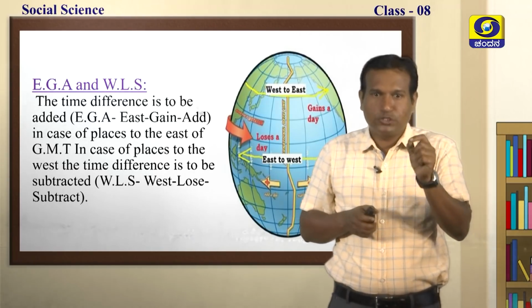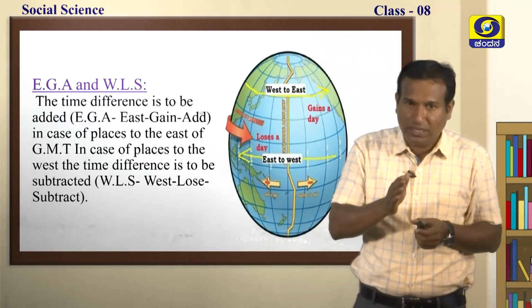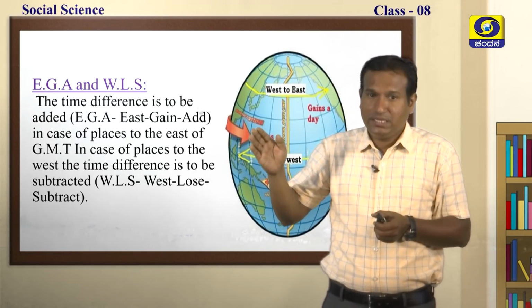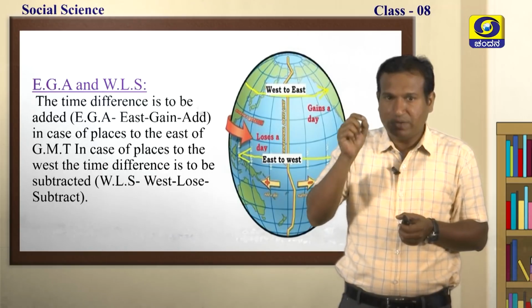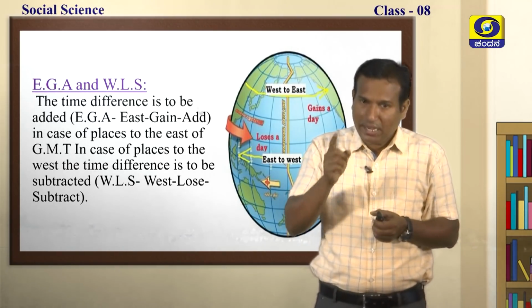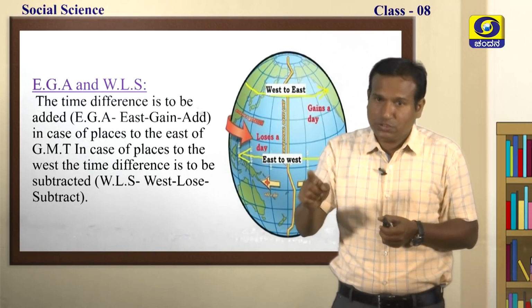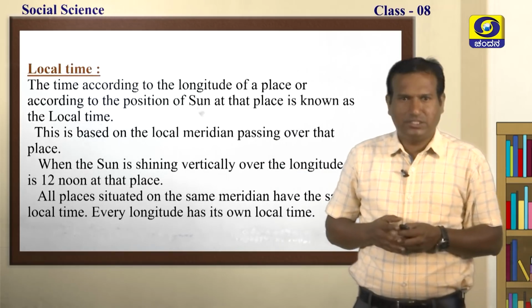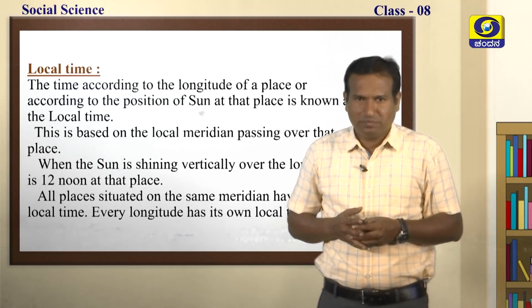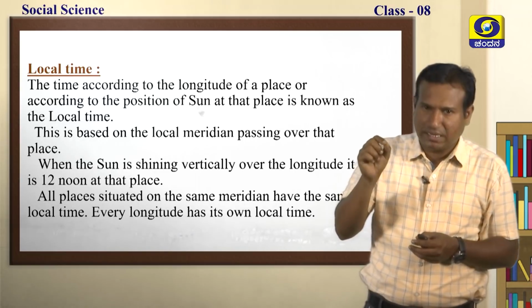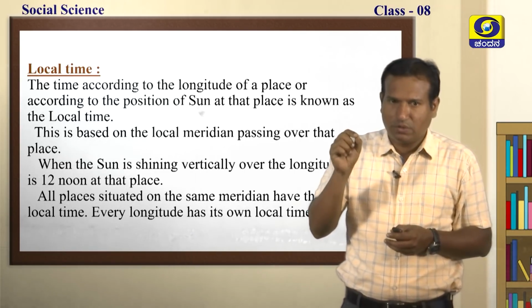The time difference is to be added if you travel from west to east of Greenwich Meridian time. A day is to be lost if you travel from east to west. As I mentioned, the local time, the time according to the longitude of a place or according to the position of the sun at the place, is known as local time.